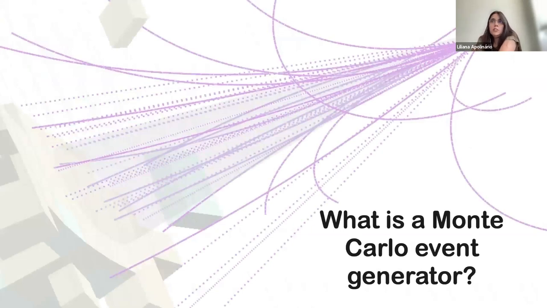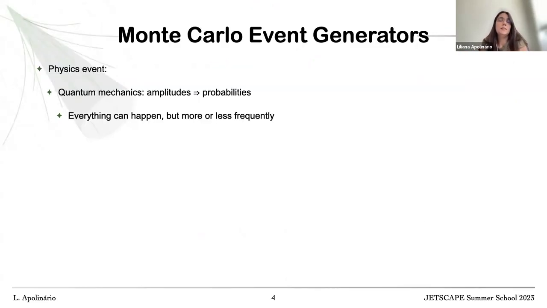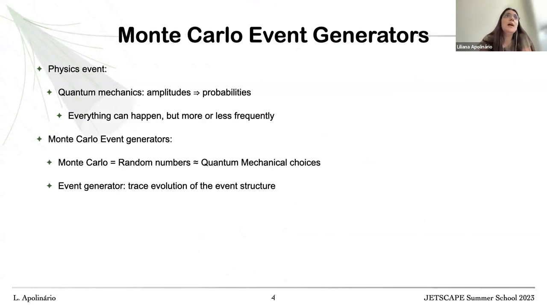So first, what is a Monte Carlo event generator? Well, our physics, as described by quantum mechanics, says that everything can happen. It's just given as a function of probability distribution densities. So this means that everything can happen, but more or less frequently. And this is where Monte Carlo event generators come in. Monte Carlos use random numbers to mimic these quantum mechanical choices that we see.